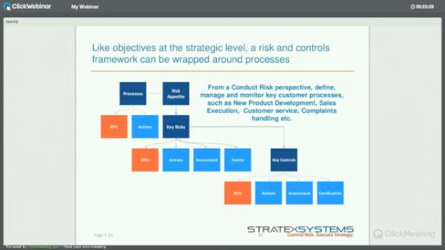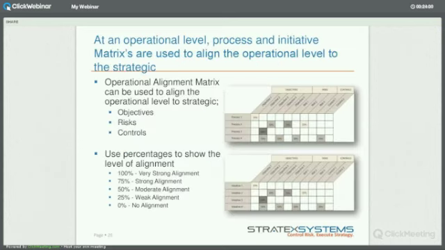The approach also gives us a tool or a way of thinking about our operational enablers. So in this case, particularly key operational processes, such as new product development, sales execution, customer service, complaints handling, etc. So those client-facing processes, we can capture and embed in the framework and in the software, so that we can align those to our strategic objectives using these operational alignment matrices. And this allows us to understand all the operational processes or change management initiatives, how do they align to objectives, and specifically how do they help us deliver our customer outcomes and deliver on our customer commitments.